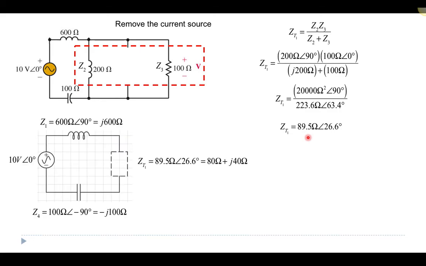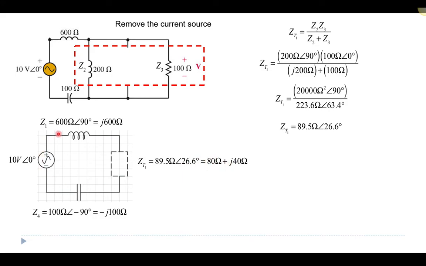So I can redraw my picture, and I can identify that the inductor at the top has some impedance value, the capacitor at the bottom has some impedance value, and now I have my total equivalent impedance for those two components in parallel that is drawn as a box here. And I've written it in both polar form and in rectangular form.